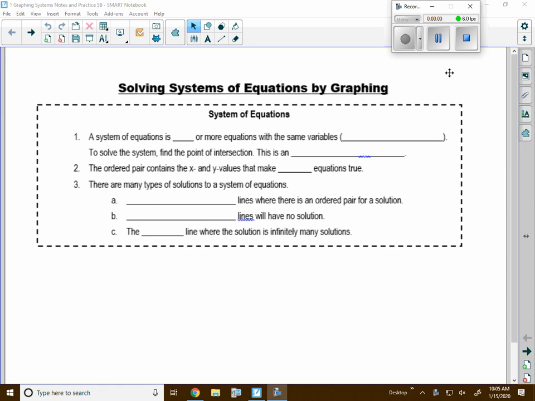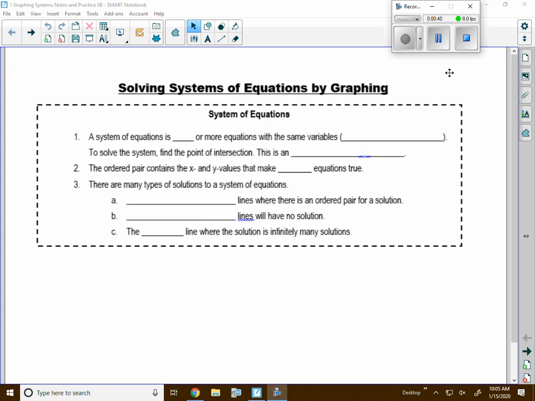All right, group, a system of equations. Now, when we're talking about a system, you already know what the equations part is, right? We've dealt with equations. But a system, what do you think a system means? What does that imply? More equations at the same time. So it's more than one. Now we're not dealing with just one equation, we're dealing with usually two equations.